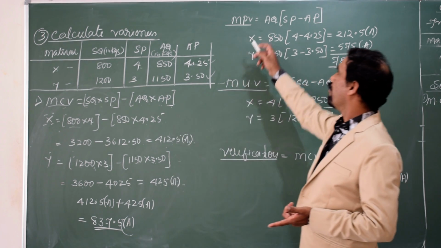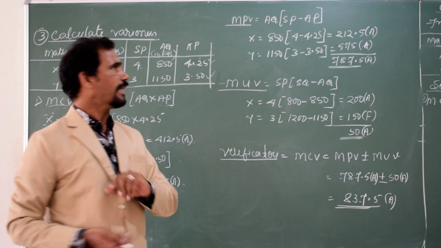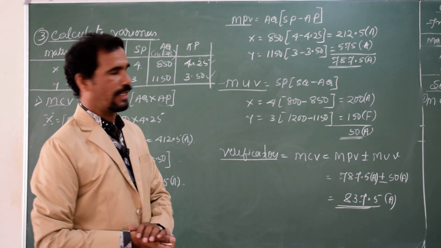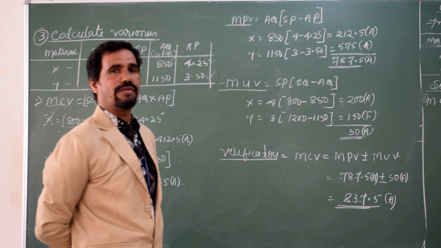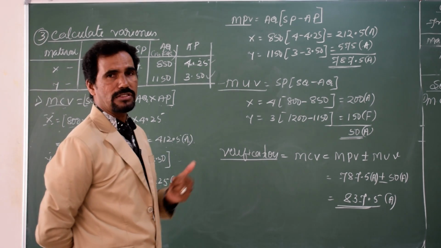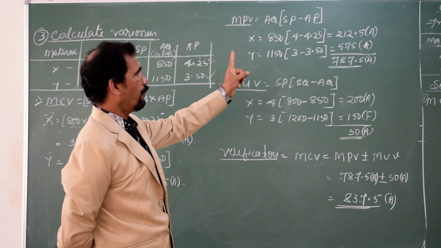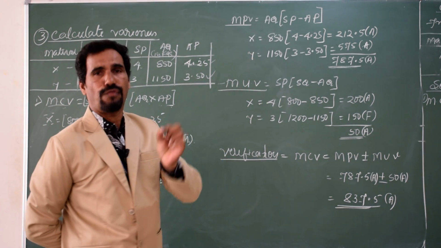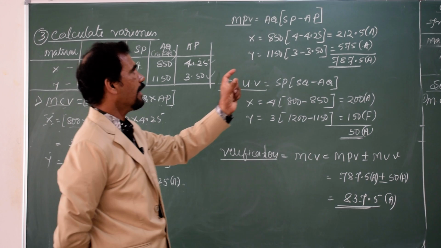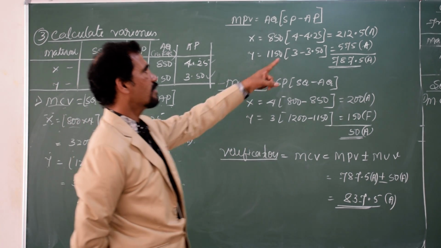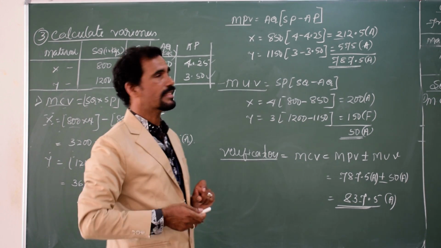So come back to the material price variance. The formula is actual quantity into standard price minus actual price. For X, the actual quantity is 850, the standard price is 4 rupees and the actual price is 4 rupees 25 paise. So 850 into 0.25, since 4 minus 4.25 is a difference of 0.25. The answer is 212.5, which is adverse.